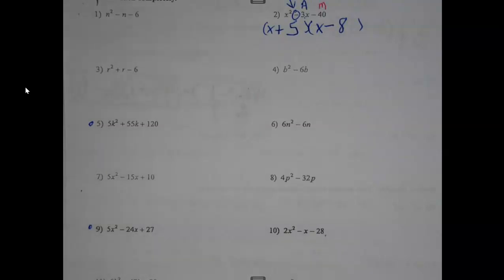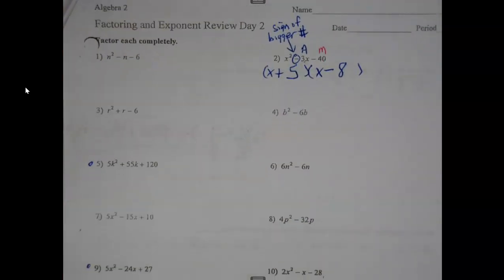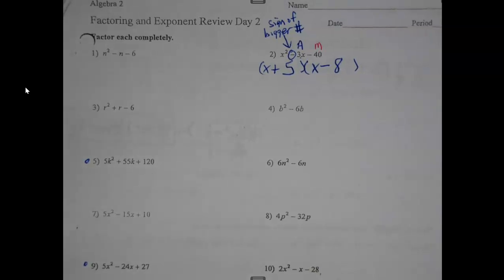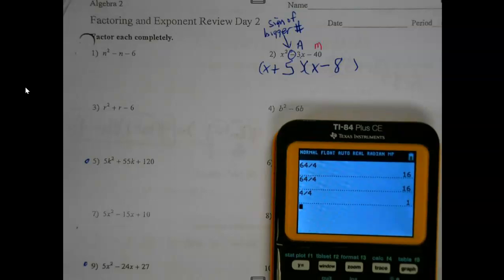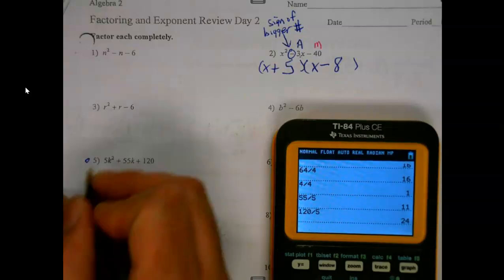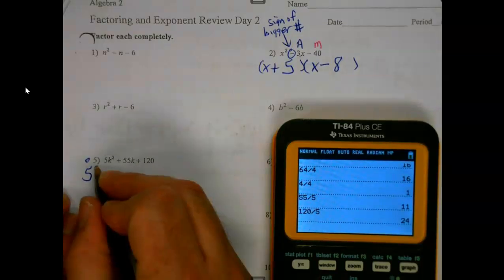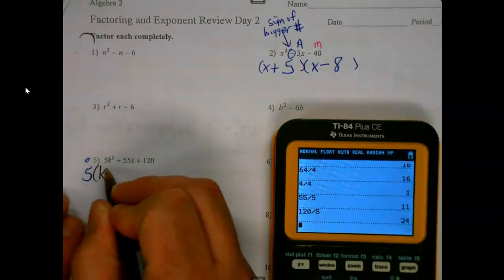Before I start, I can do 5 with it there. 5, 55, and 120. Did they all have something in common? Yeah, let's test out 5. A lot of times that first number, there it is, that works. So we're going to bring the 5 out. Again, it's not disappearing. And we're dividing each of these by 5.